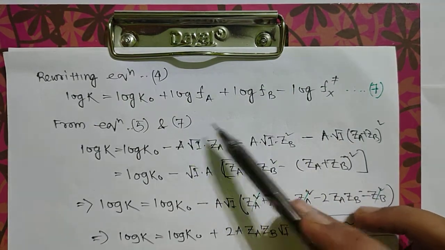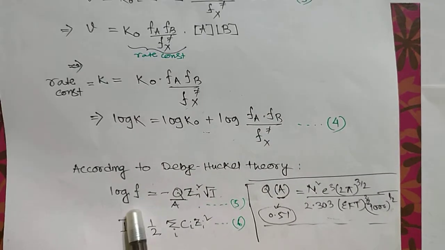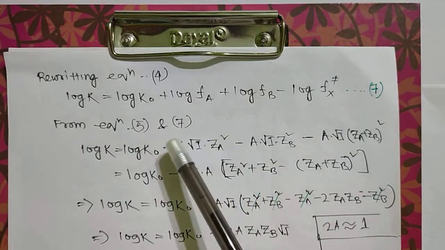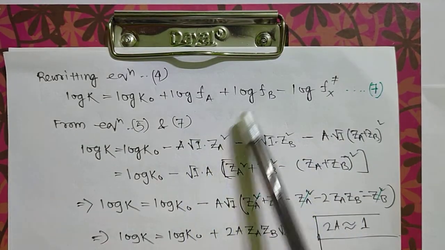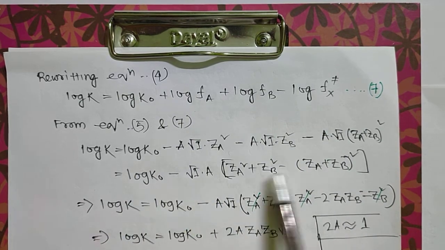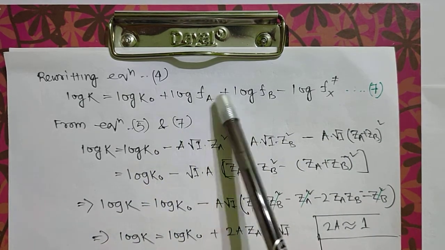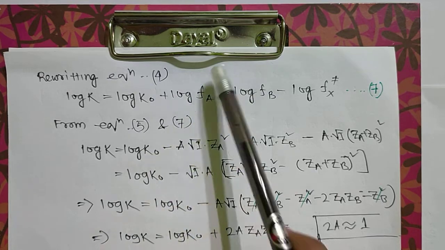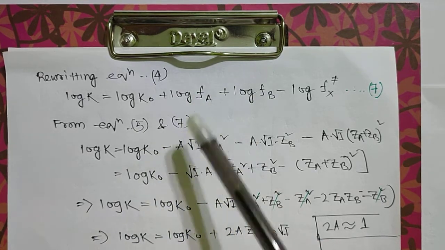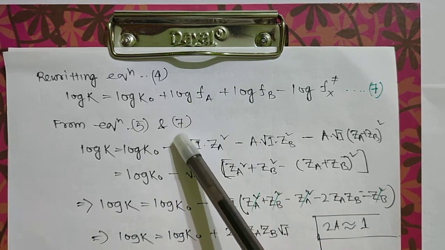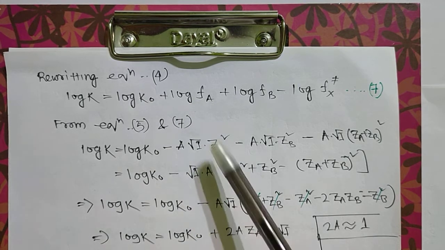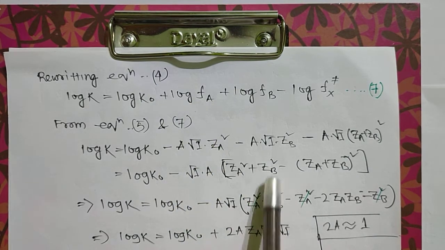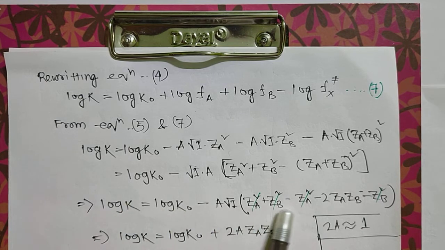And again from equation 5 and 7, what was the equation 5? Equation 5 was this one actually, log f equals to this one, so we will just put this and equation 7. So from these two equations we will get this kind of equation. Okay, so here we'll just put log f equals to minus a root I, that term we'll put here. Okay, and we'll get this kind of equation. So by just rearranging and taking common, this will be the final equation.